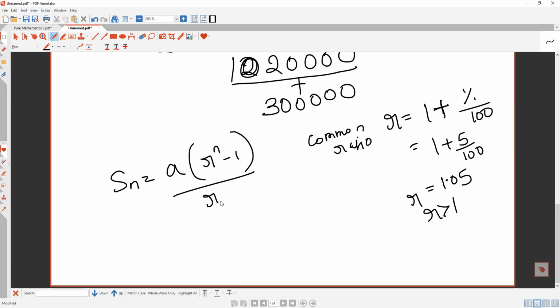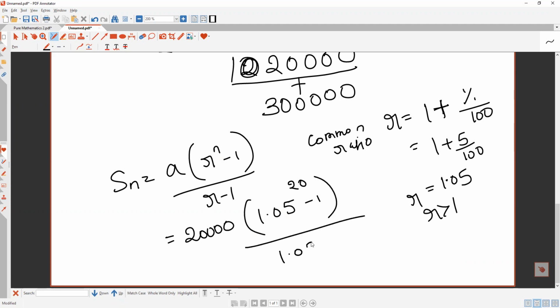Yes. Okay. Now start. You know A, what is A? You are starting with 20,000, right? Okay, what is R? 1.05. Okay, raised to n, what is n? 20 years? No, it's 17. Yes, you know what? Yeah, this is fine. Minus 1 divided by 1.05 minus 1.